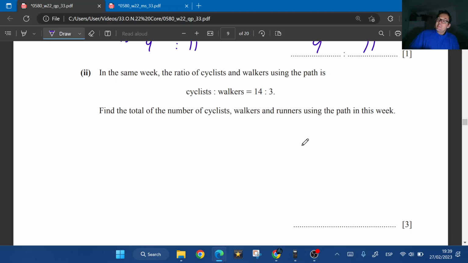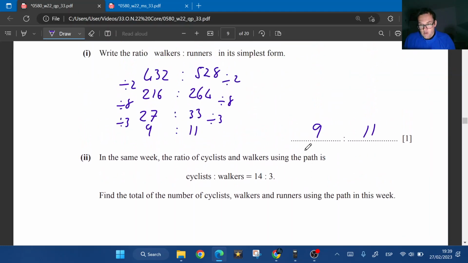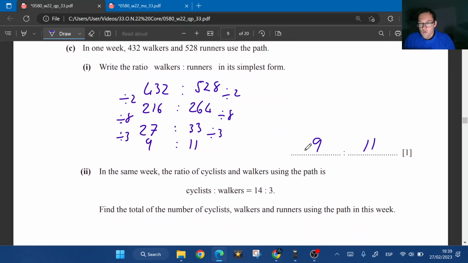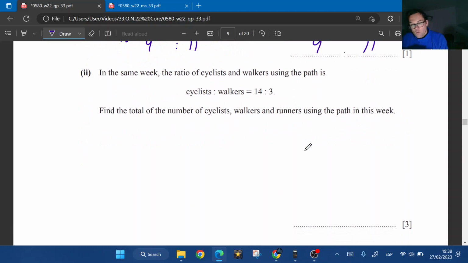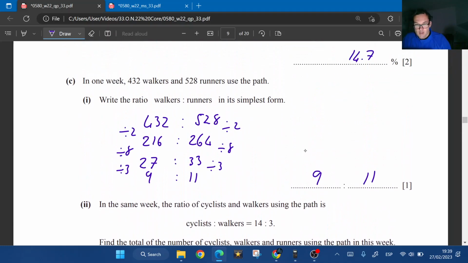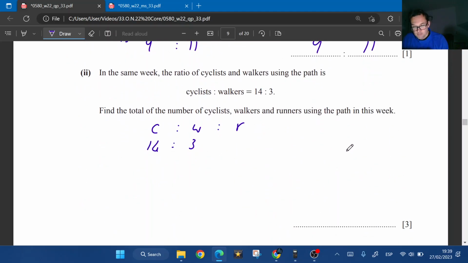Oh my goodness. In the same week, the ratio of cyclists and walkers using the path. Okay, wait. Let's just write down all this information. We got the cyclists, the walkers, and the runners. Here we got the cyclists and the walkers is 14 to 3. And then we got the walkers and the runners was 9 to 11. Okay. You see now? That makes a bit more sense.